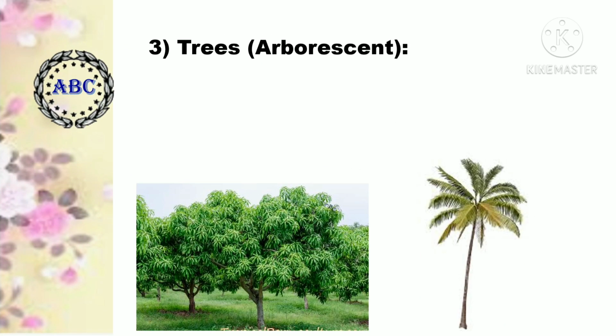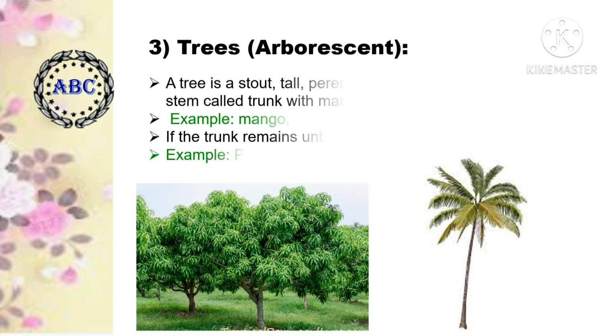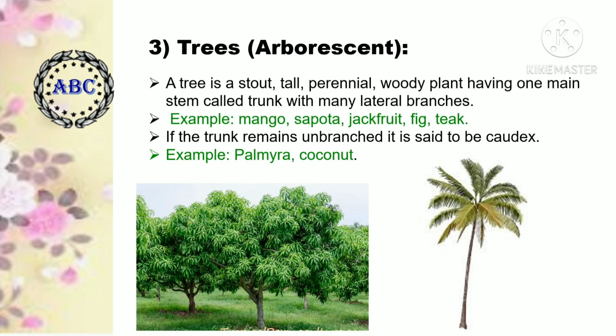Third one, trees, or these are also called arborescent plants. The tree is a stout, tall, perennial, woody plant having one main stem called a trunk with many lateral branches. Examples are mango, sapota, jackfruit, fig, teak, etc.